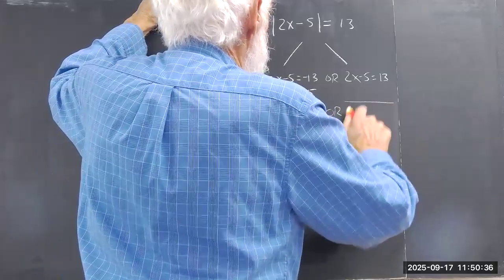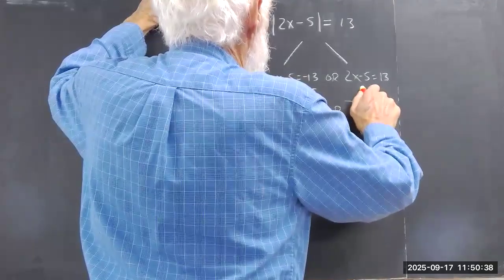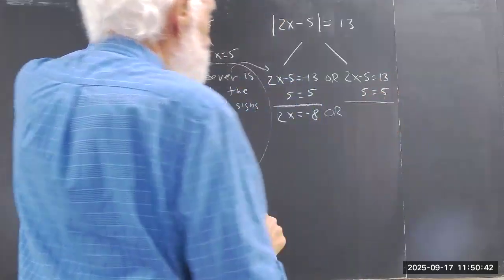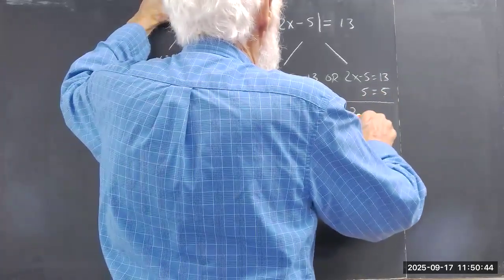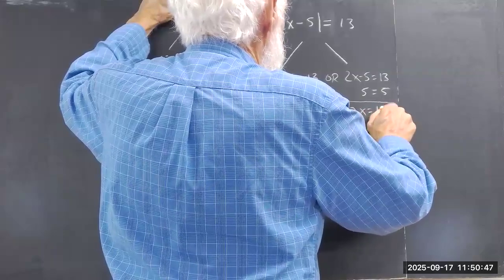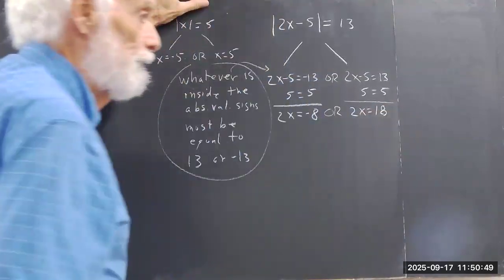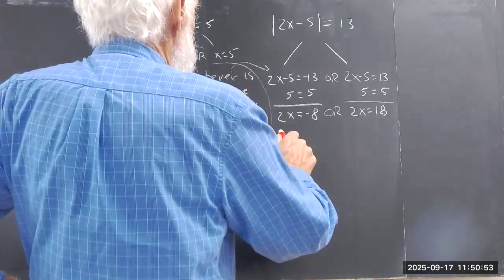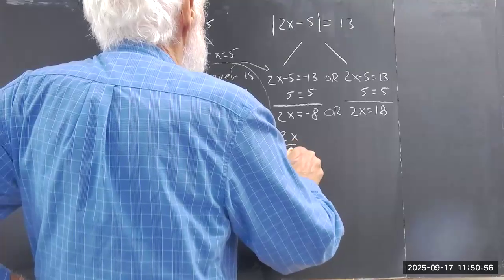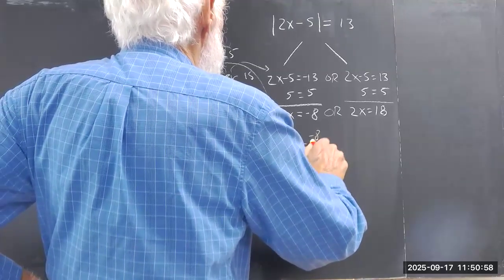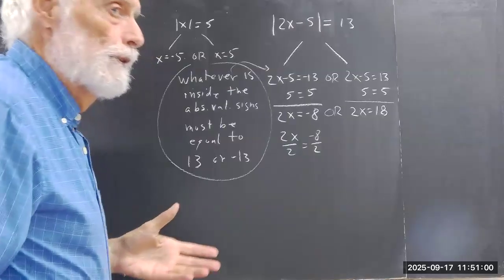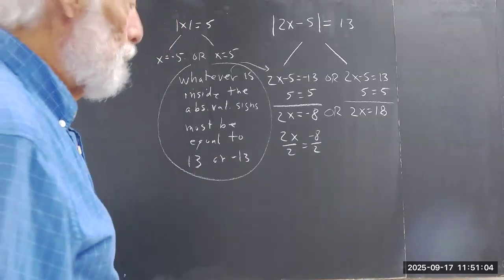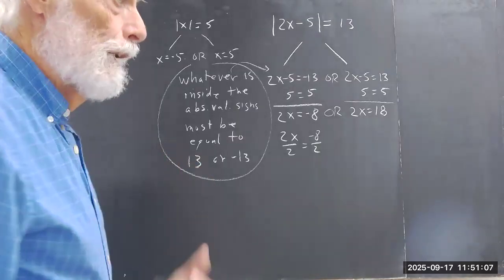Or we can add 5 equals 5 to both sides of this one, and we get 2x equals 18. Well, 2x equals negative 8. Write out all the steps. 2x divided by 2 equals negative 8 divided by 2. And that gets a little tedious if you really know what you're doing and have a lot of practice. But if you haven't, do it, because you're going to need to be in the habit.